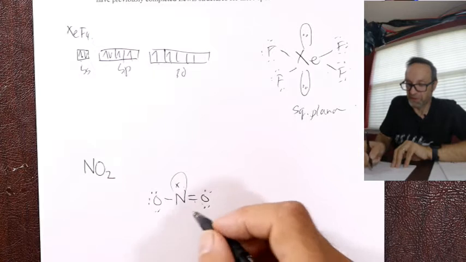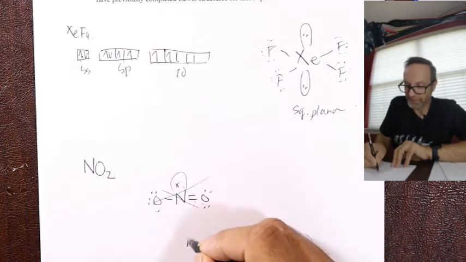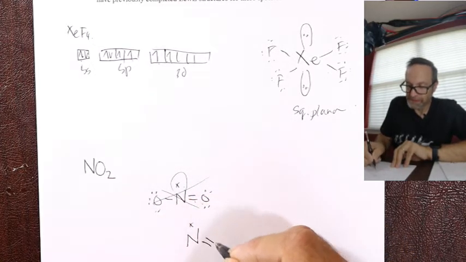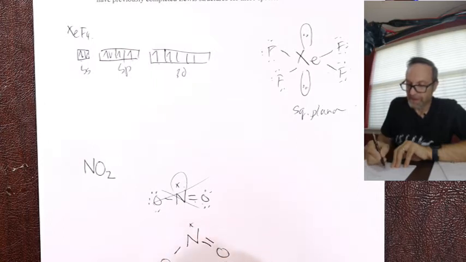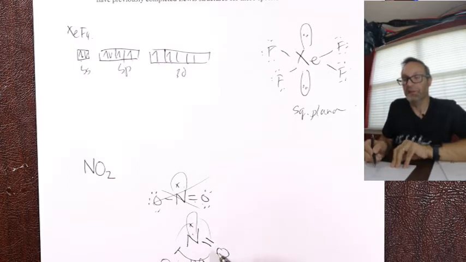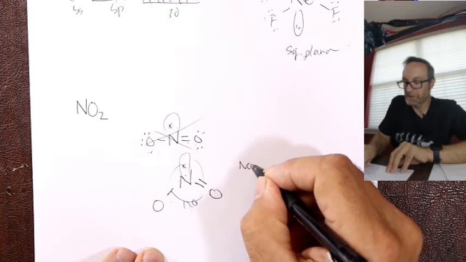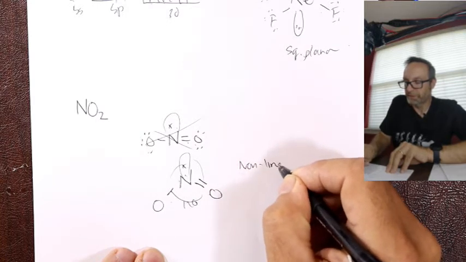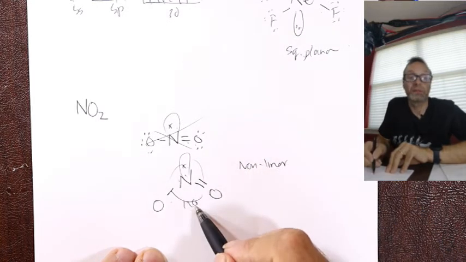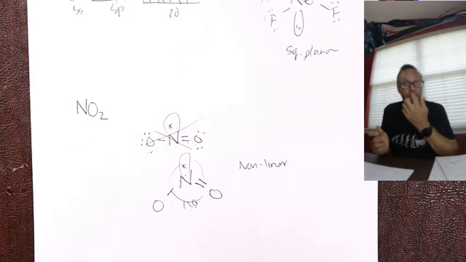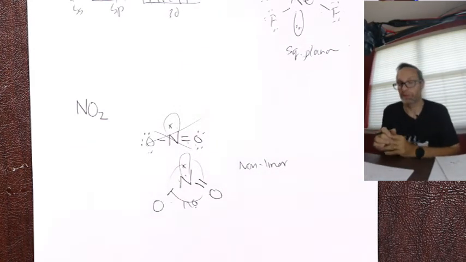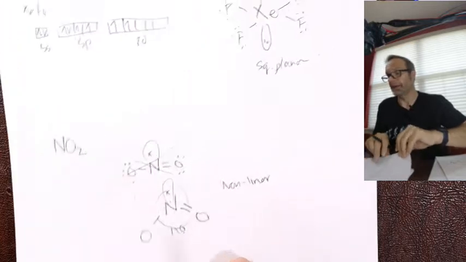So the electronic shape is going to be trigonal planar. And then if I draw it correctly, that's going to be a 120 degree bond angle, right? Because that's repelling. So it's non-linear, three atoms not in a straight line, 120 degree bond angle. Okay, we'd see the same thing for ozone too. Remember, ozone and NO2 are somewhat similar. Okay, all right.